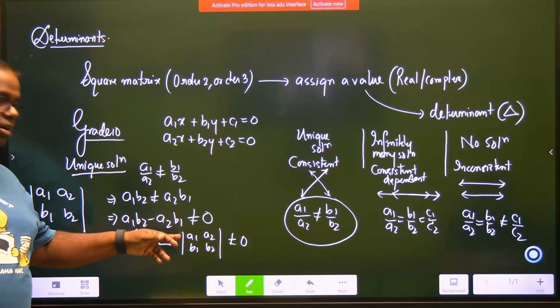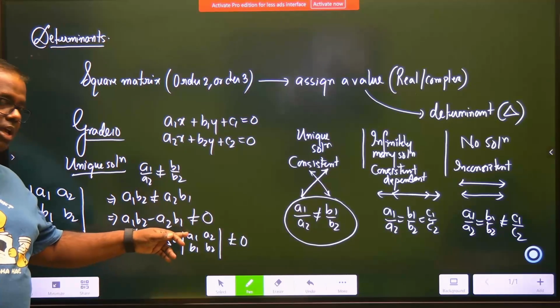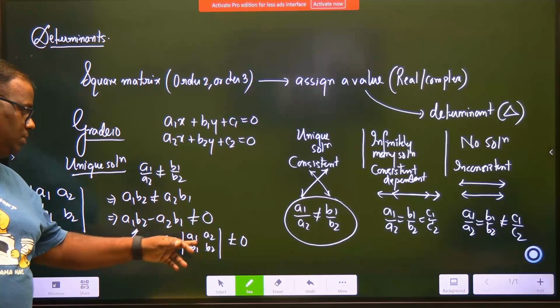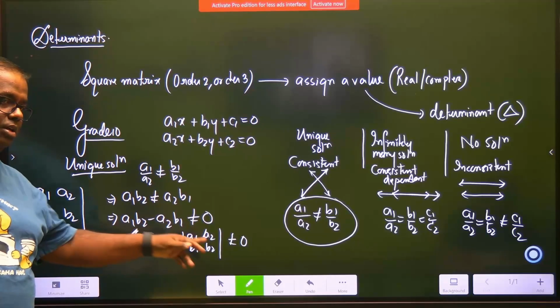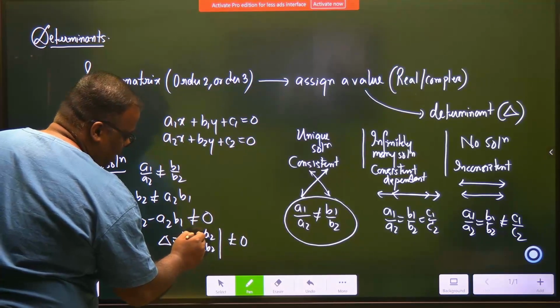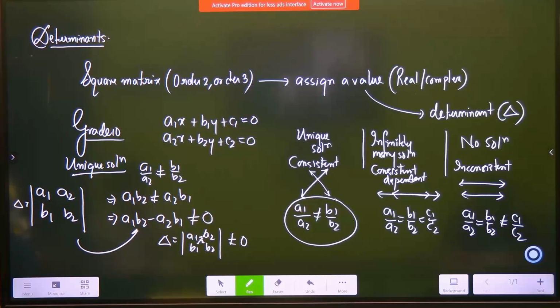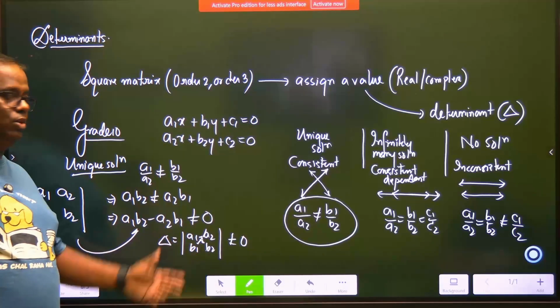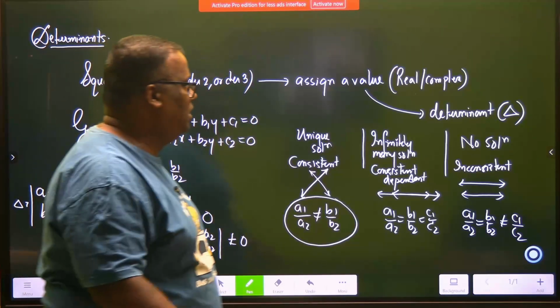So what are we doing? If you see, we are multiplying A1 B2 and we are subtracting the product of A2 B1. Right? This is easy because now you are seeing it as a 2 by 2, a matrix of order 2. So let's revise once again. What do we mean by determinant?